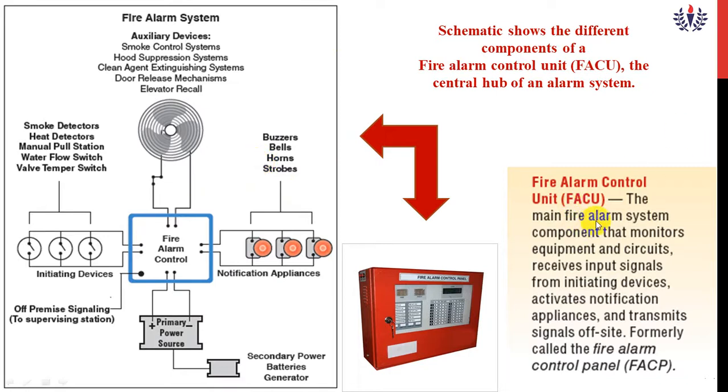The short form of this is FA control CU, which monitors equipment and circuits, receives input signals from the initiating devices, activates notification appliances and transmits signals off-site. Okay. Any doubt in this diagram? This is the general structure schematic diagram of the fire alarm control unit, FACU.